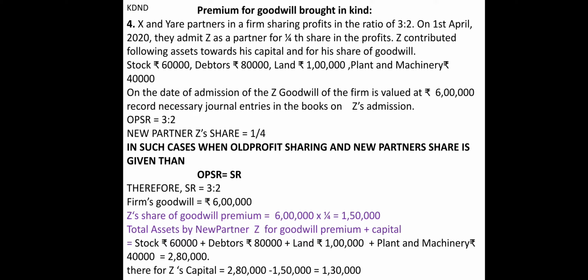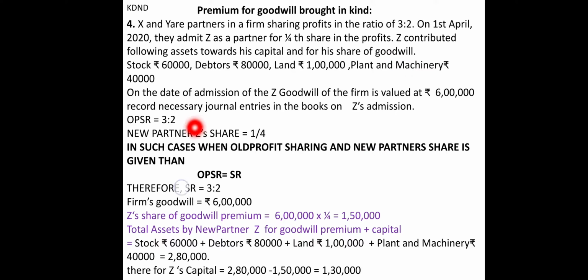So in this sum, there is capital and goodwill. Capital and goodwill both together are brought in the form of assets. So the total of all these assets will be equivalent to capital plus goodwill. But here in the sum, they have only given the firm's goodwill as 6 lakhs. So from that we will find out Z's goodwill, and Z's goodwill will be separated from the total of capital plus goodwill, and then the sum will move on. So let's move with the sum.